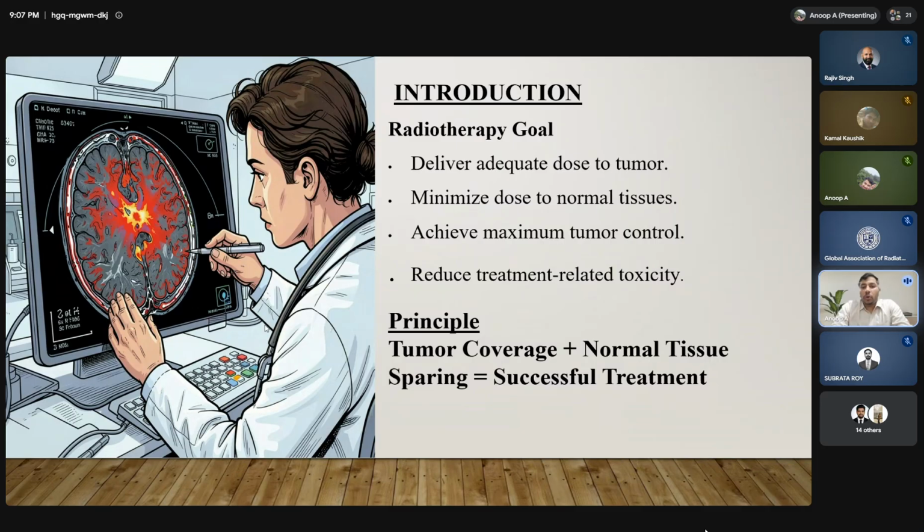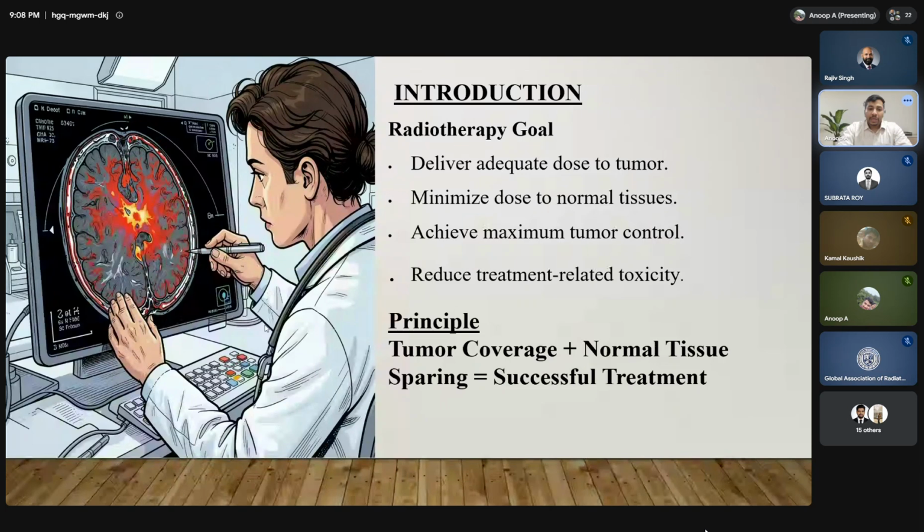Introduction. What are our radiotherapy goals? Everyone knows our goal is to deliver adequate dose to the tumor, minimize dose to normal tissues, and achieve maximum tumor control. Reduce treatment related toxicity also. Successful treatment is equal to tumor coverage plus normal tissue sparing.